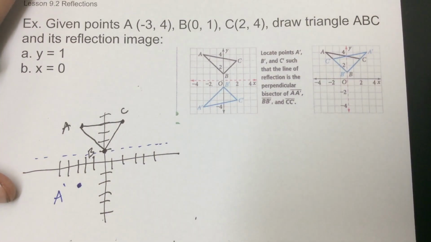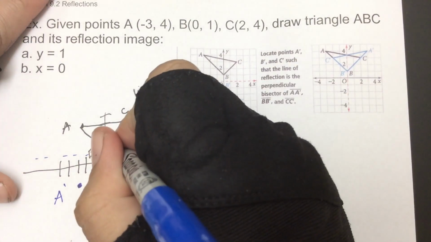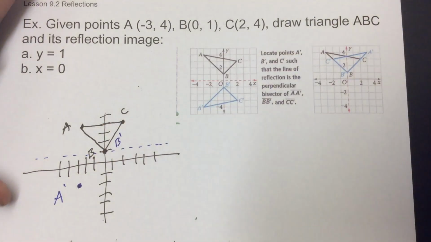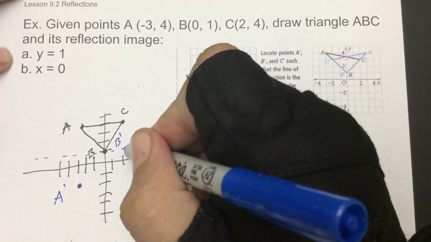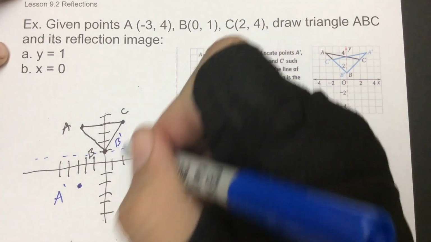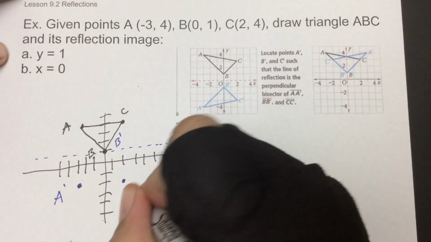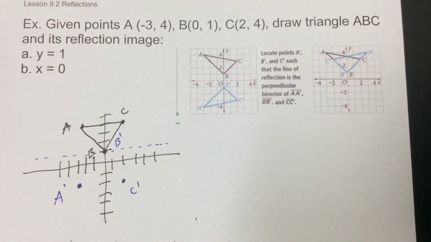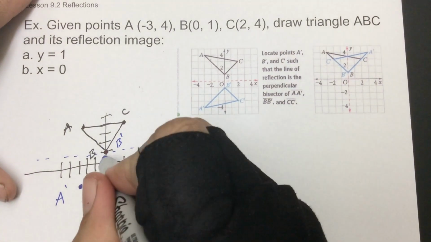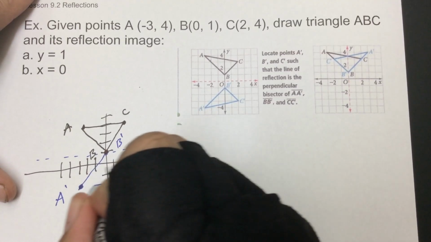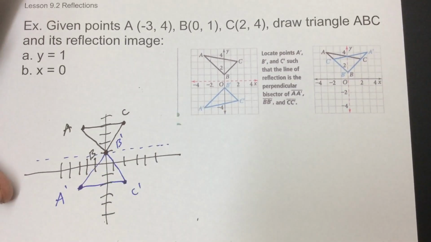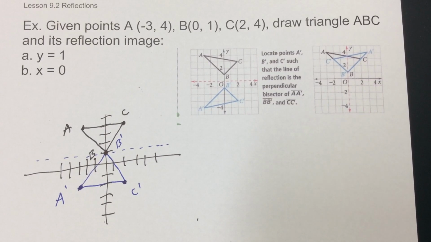Now, B prime isn't going to go anywhere. It's on that line of reflection. It's going to stay on that line of reflection, so it's on the same spot. If it's on the line of reflection, it's not going to go anywhere. C though, same thing. We were up 4, which is 3 above, so we're going to be 3 below, which is going to be right here at 2, -2. So again, we can connect our shape, and it's going to look like an hourglass.